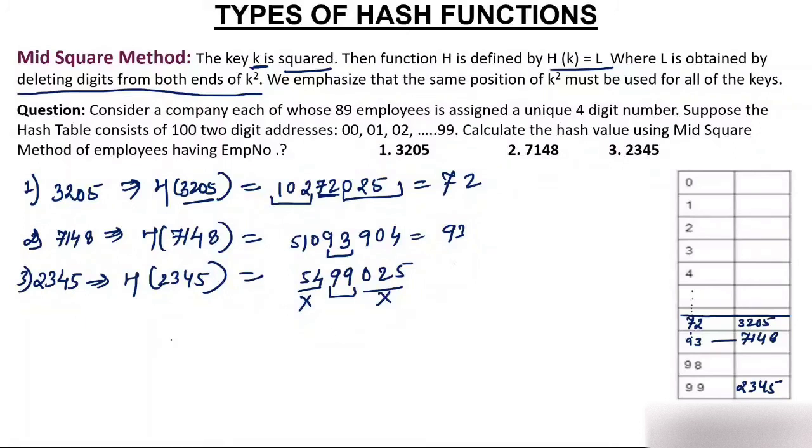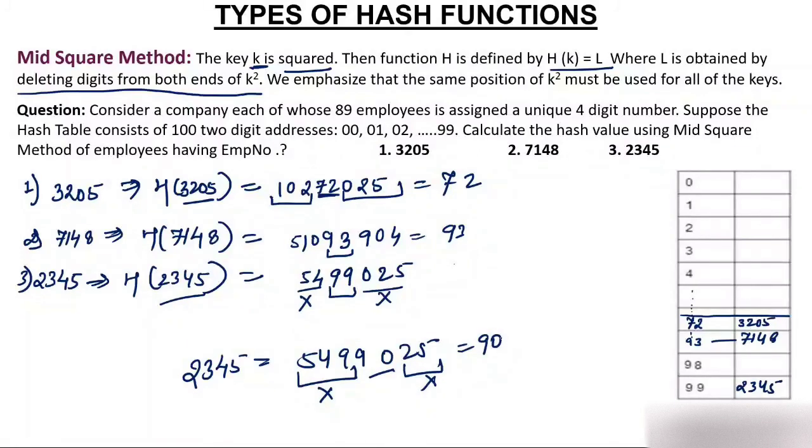Now my manager comes and wants my information. What is my key? 2345. What will he do? He will square it, and when he squares it, he will get 5499025. In that case, he has to use the same method, that is, discard the first 2 digits and the last 3 digits. Suppose he discarded the first 3 digits and the last 2 digits, then if he searches for 2345 at the 90th location, he will not get it. So whatever method you use to store the value, you have to use the same method for retrieving the value. I hope you understand.